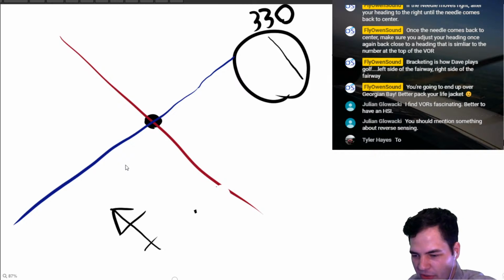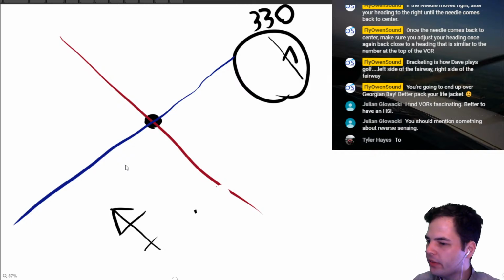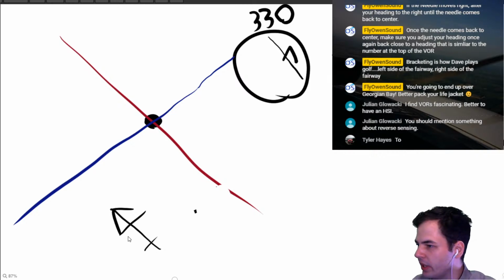Tyler's got it first. To. Why? It's going to say To in this case, because if we were to fly 330, we would get closer to the VOR, right? We're getting ever so slightly closer to this to/from line. It might be hard to see, but this point would be the closest we get as we fly by, and then we get further away as we keep on going.